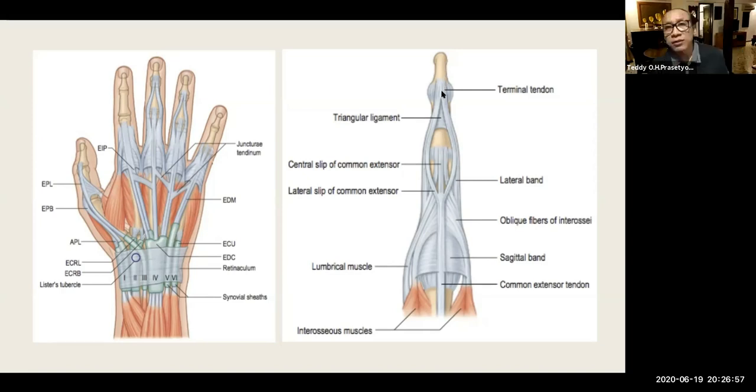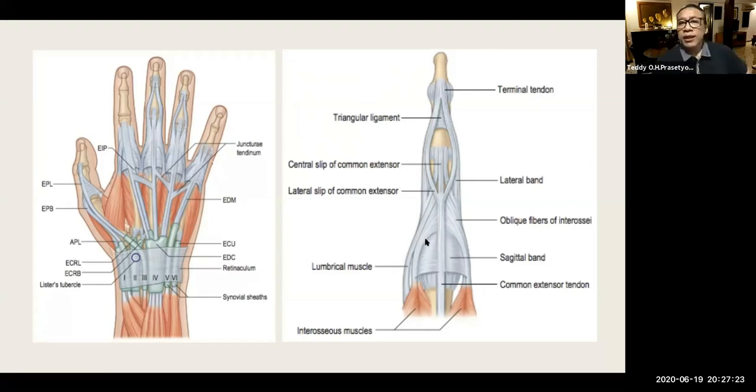the terminal extensor tendon. So you realize that this comes from the lumbrical muscle, and the lumbrical muscle together with the interossei muscle do not only form the lateral band, but also give branches to join with the central slip. So it's quite unique to understand that.